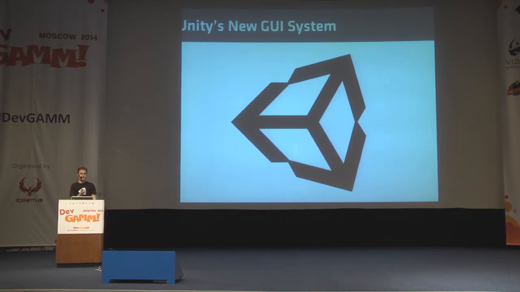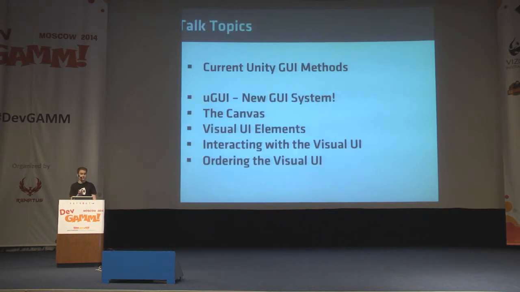So in this talk, for the next hour, I'm going to be talking about the brand new GUI system in Unity, which isn't released yet, soon, hopefully. I'm going to be covering a variety of topics. One of the first is current systems: what the current methods are for creating GUI in Unity, built-in methods and third-party methods. I won't go over this too much because you all pretty much know them already, hopefully.